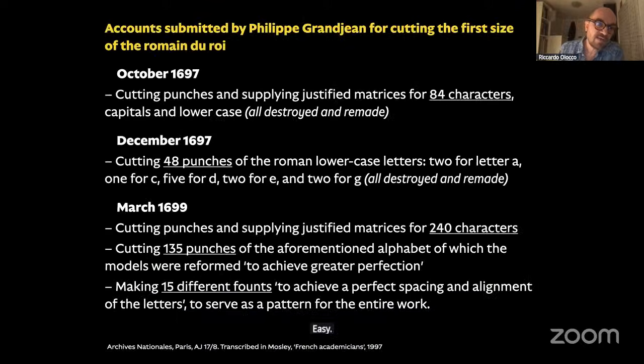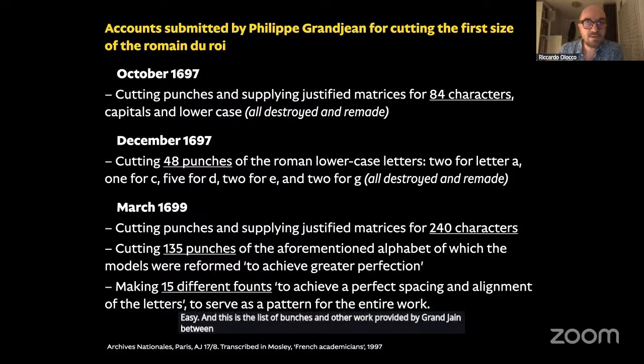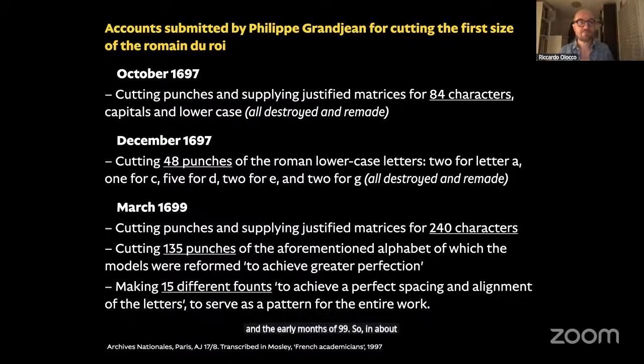And this is the list of punches and other work provided by Grandin between summer 97 and the early months of 99, so in about a year and a half. And this was the core of the design of the punches of the first size of the Romain du Roi, which is the 16 points.